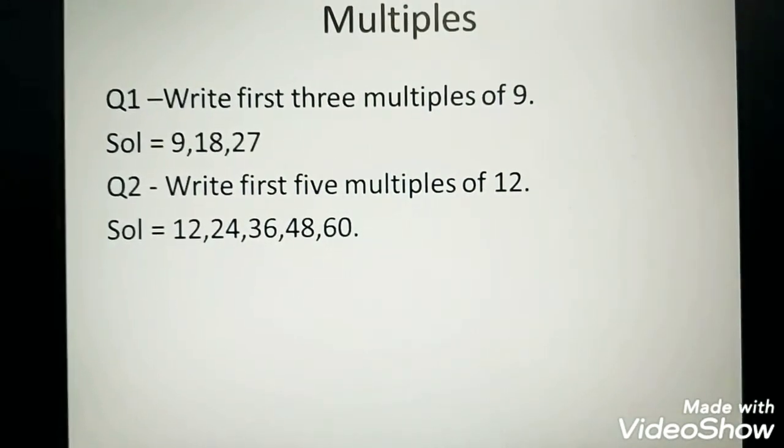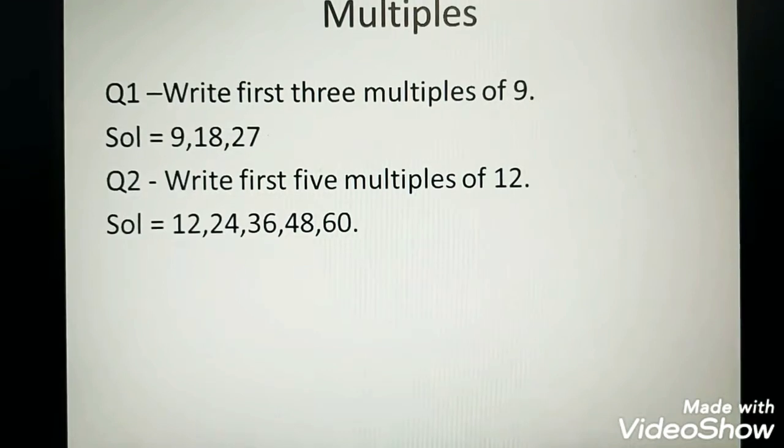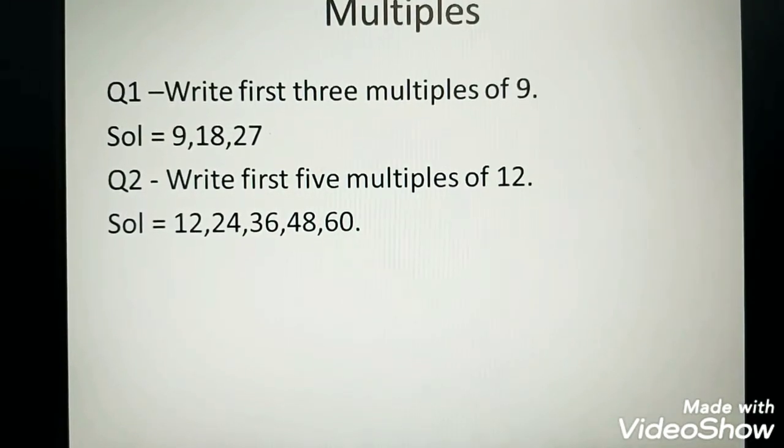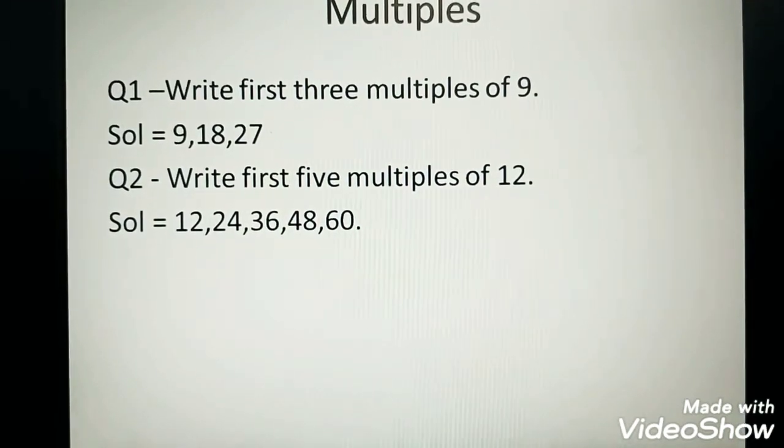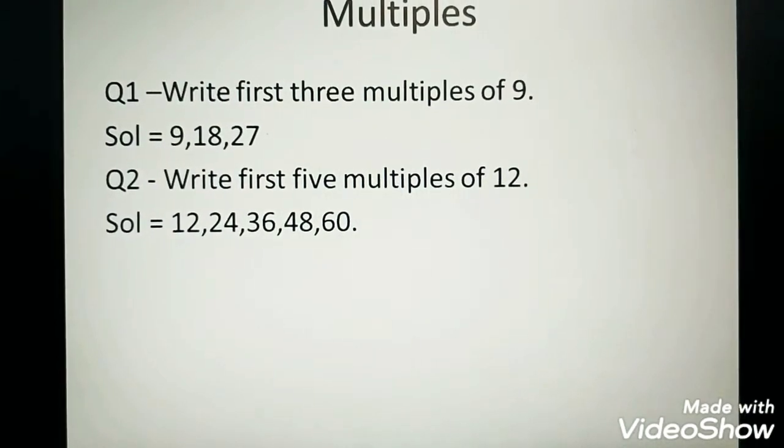Now write first 5 multiples of 12. Now simply first of all you will multiply 12 by 1, then by 2, then by 3, then by 4, then by 5. So 12 ones are 12, 12 twos are 24, then 36, then 48, and then 60.